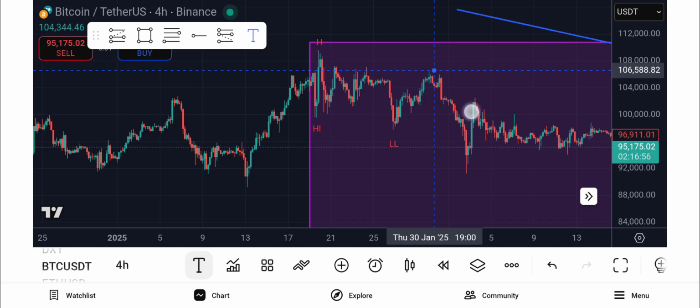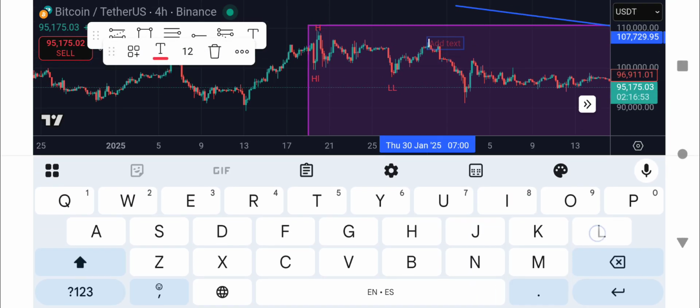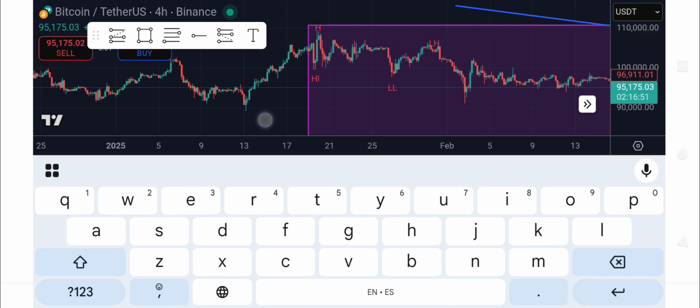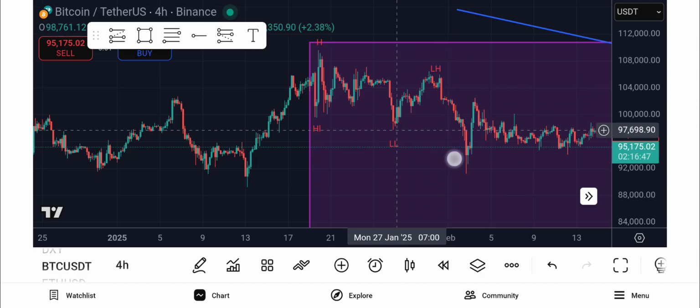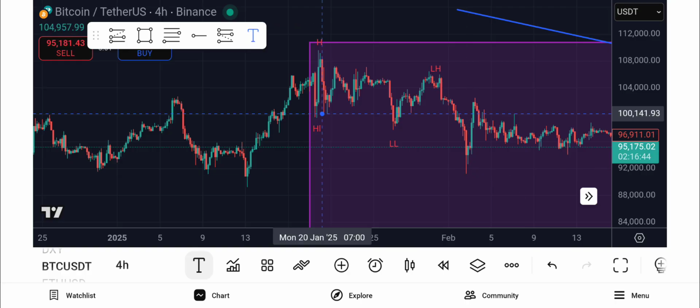It went back up here, right? And formed a lower high. Right? Then this lower high broke this lower low and formed what? Yep, you guessed it.